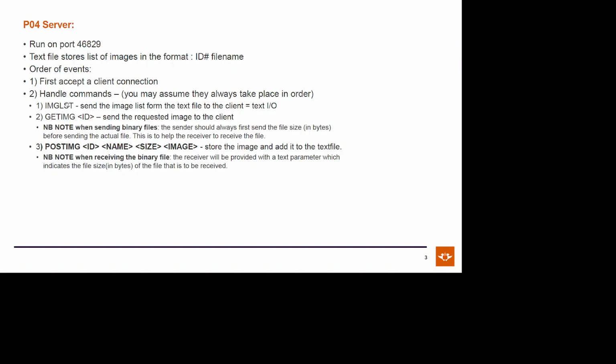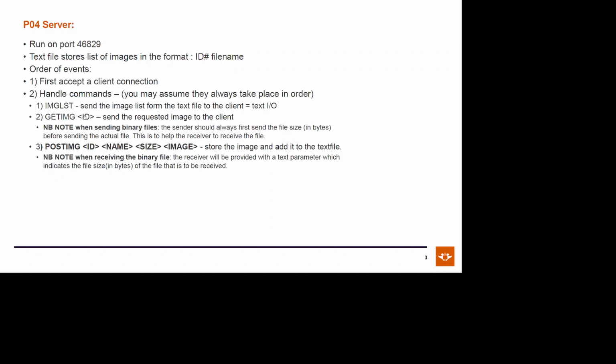First, you're going to retrieve an image list, so imglst, that is the command, the custom command according to this protocol, where we're going to be sending the image list from the text file all the way through over the network to our client. So we know that this will be text input output. Then the second command is getImg, which is to get the image, followed by an ID number.